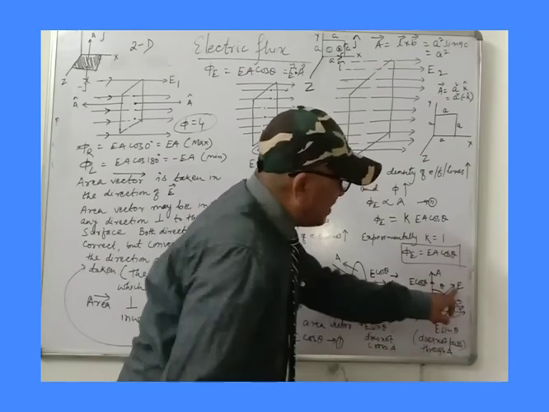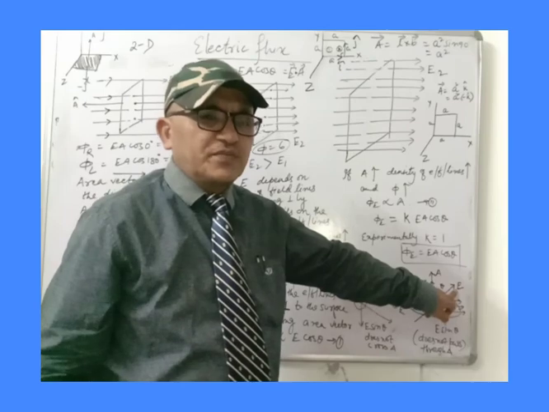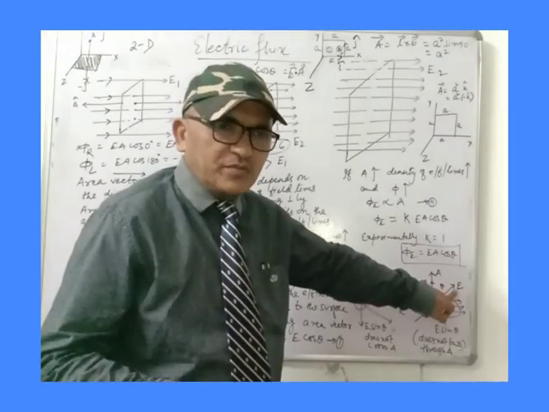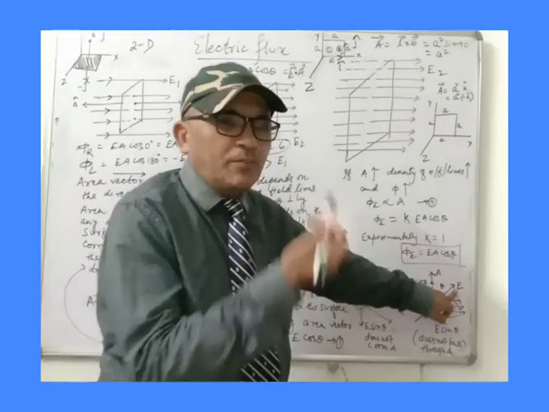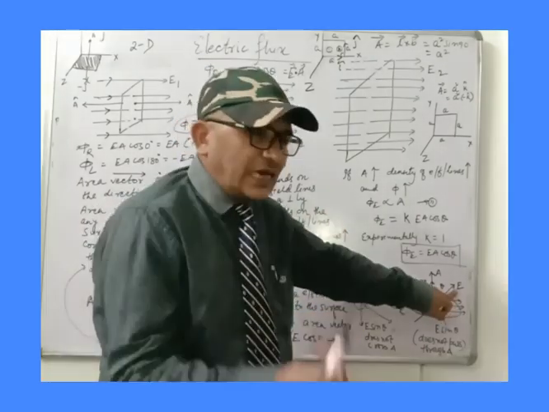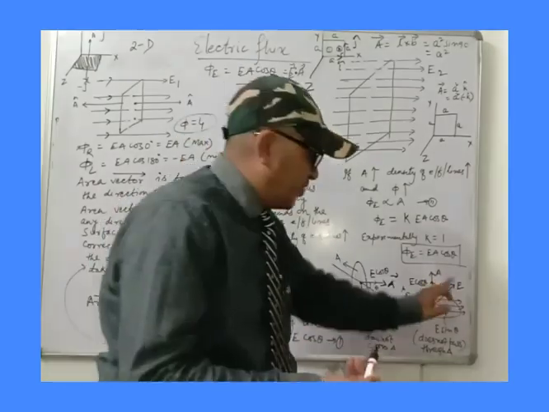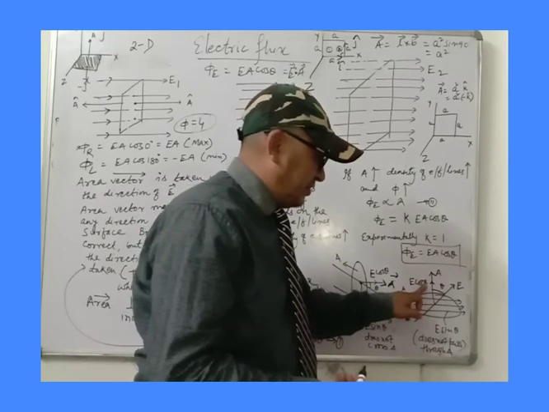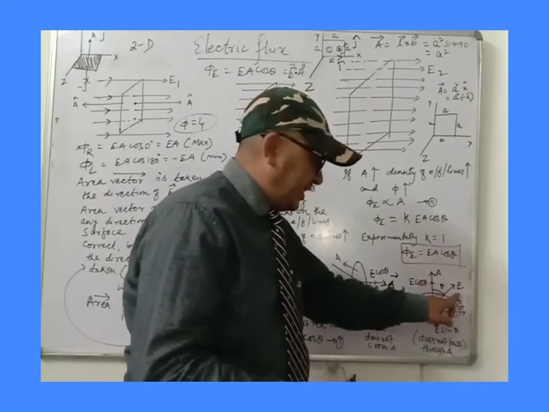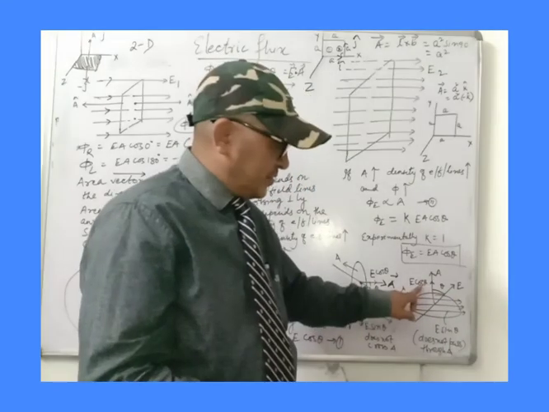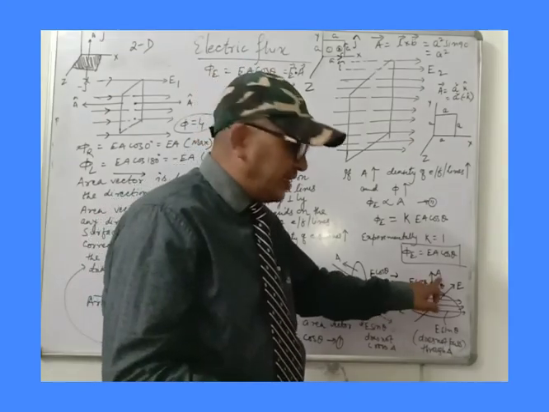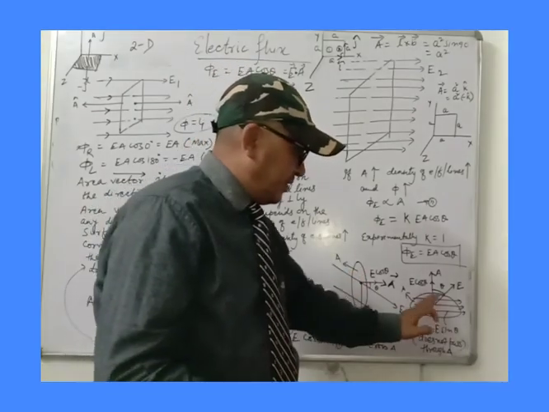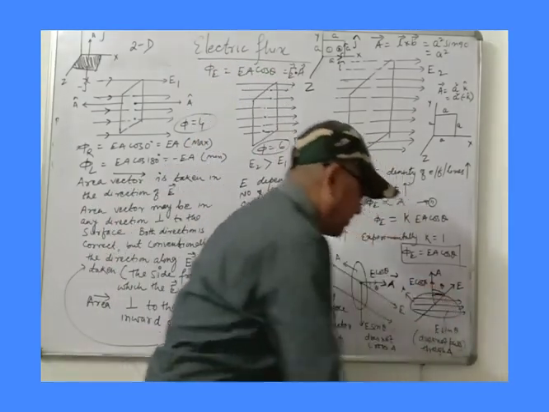Now this electric field as a whole is not responsible for electric flux. Then which part is responsible? The perpendicular component of the electric field, and that perpendicular component is along the A vector, the area vector. So this component of E is E cos theta. E cos theta into area, EA cos theta. So this angle comes in.